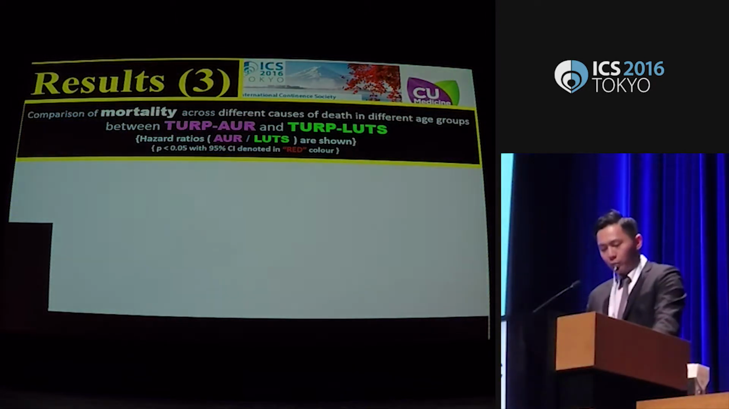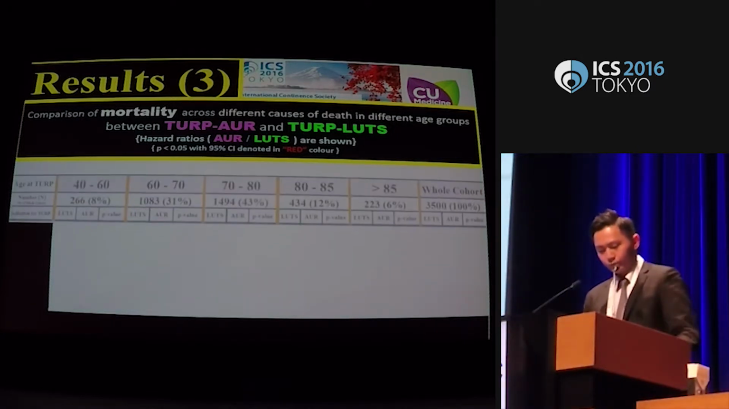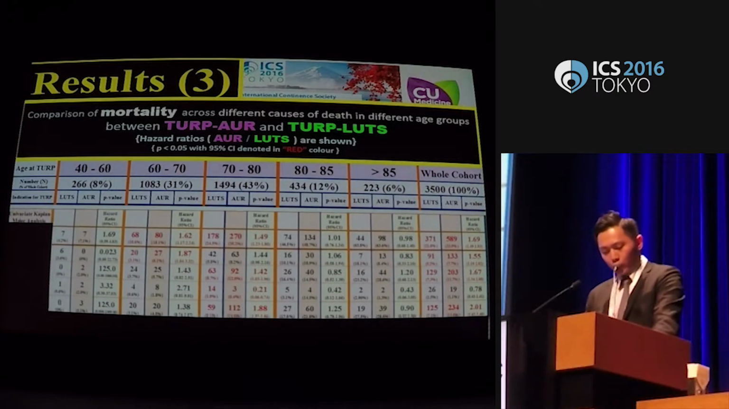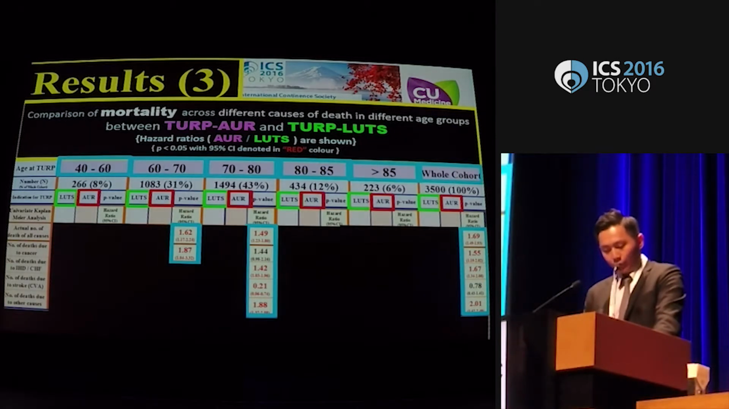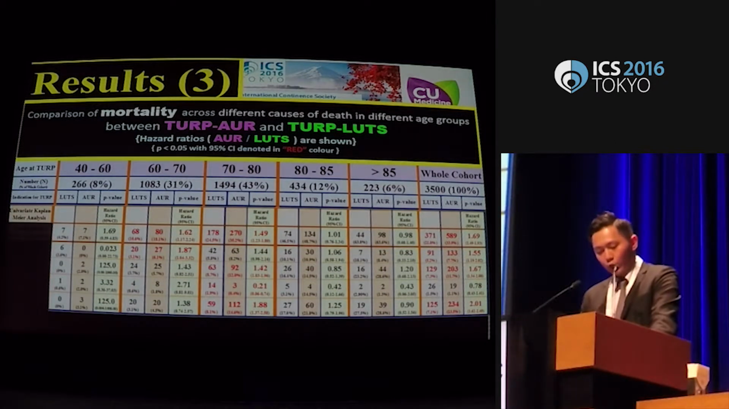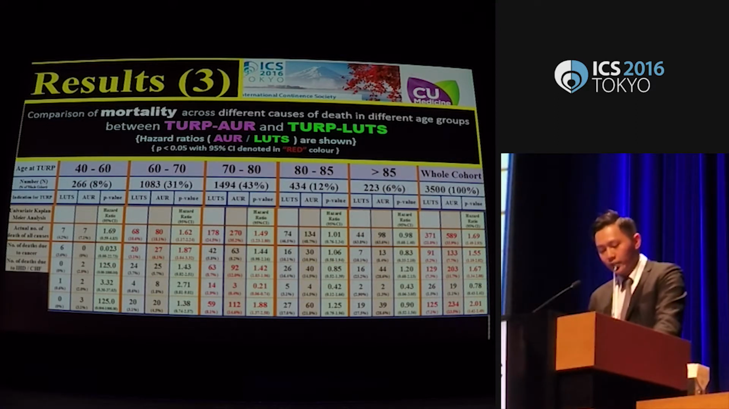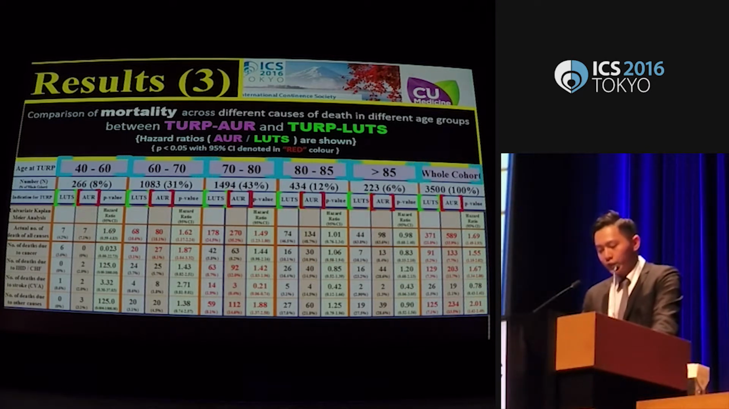And we tried to compare the mortality across different causes of death in the different age groups between patients who had TURP for acute retention of urine or TURP for LUTS. So basically, we looked into a few outcomes: all-cause mortality, cancer-related mortality, and also ischemic heart or congestive heart failure-related mortality, and also other causes of mortality. And then we tried to stratify according to the different age groups.